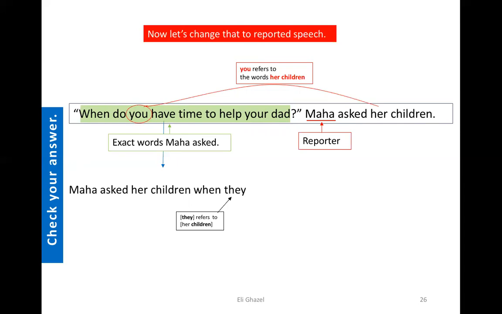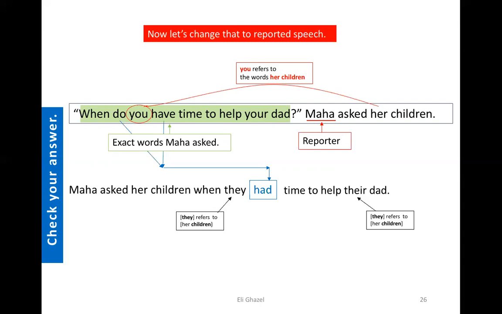And in this circumstance, her children is they. When we're not talking to her, we're talking about her children, then we are saying they. Now, have and do are present. But since we started with ask, we have to move it to the past, had. And had time to help. Notice we can't say your dad anymore because we're talking about the children's dad, and we need to say their dad.